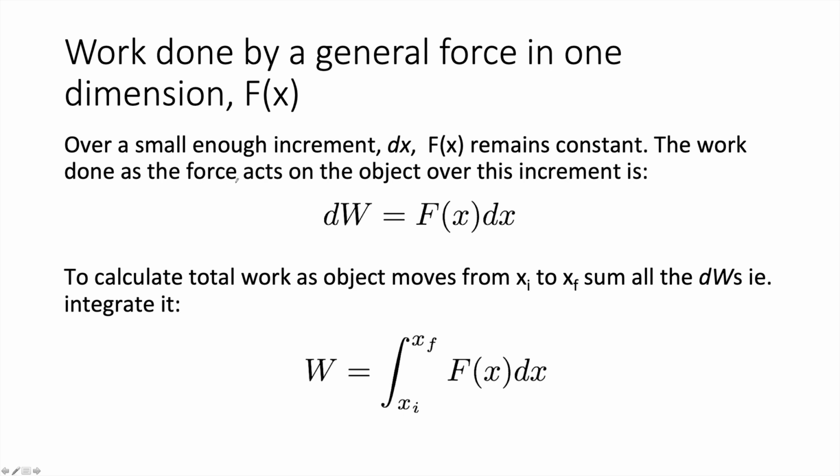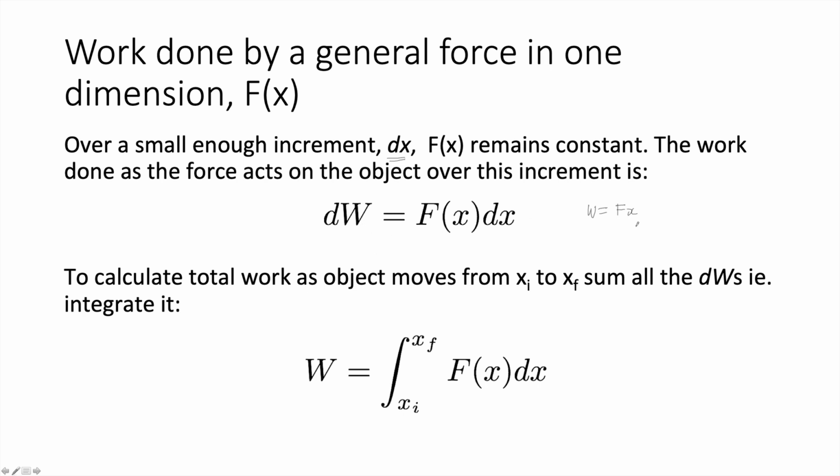Then the work done as the force acts on the object over this increment is given by dW equal to f of x dx, because the work done is just equal to the force times the distance. In this case, the distance being traversed is dx, and we show that this is a very small amount of work with our dW.